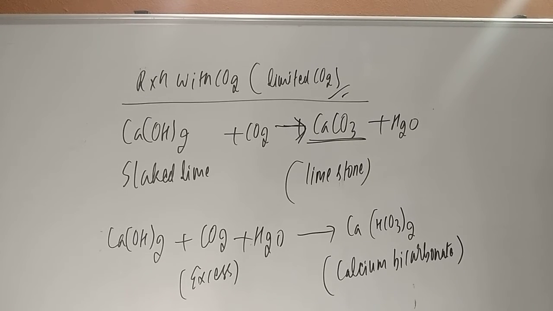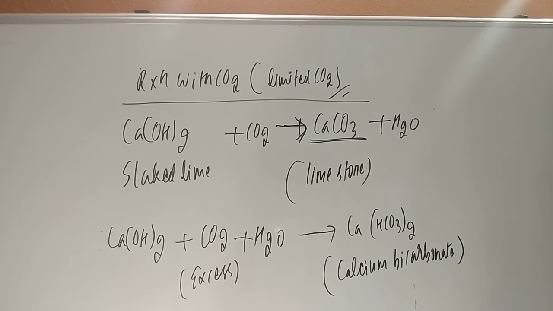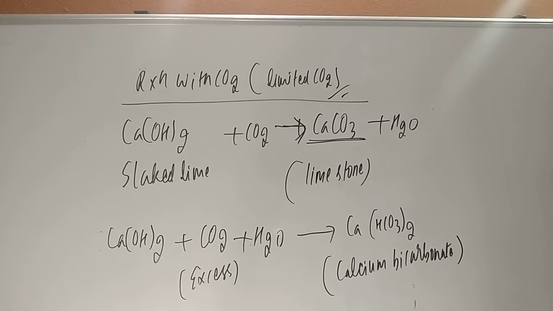If CO2 is in a limited amount, it will give limestone, and if it is in excess amount, it will be what, students? It will be calcium hydrogen carbonate, or calcium bicarbonate. That you have to keep in mind, students.